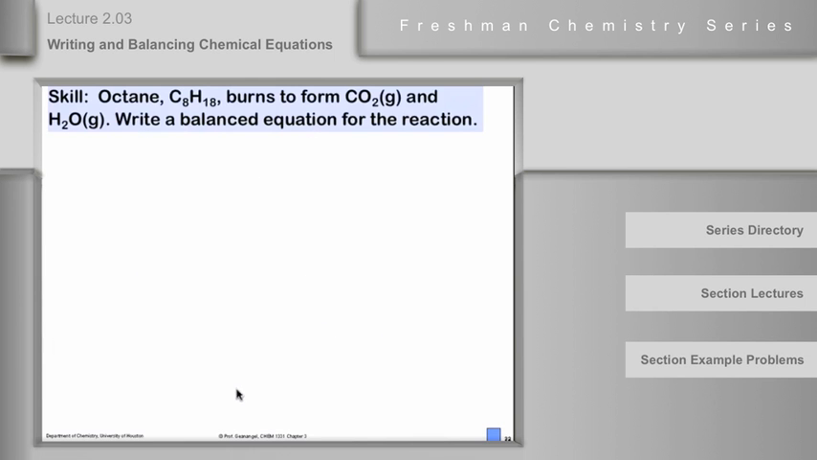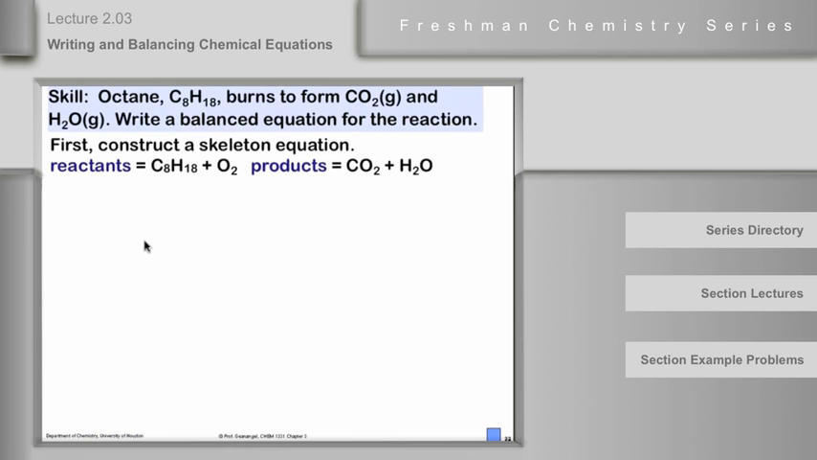So let's do a more complicated one so that you'll feel confident about this. Octane burns to form CO2 and water, at least on a good day. Write a balanced equation for this reaction. So the reactants are octane, C8H18, plus dioxygen. The products are CO2 and water, ideally. And so we want to write a balanced equation for this.